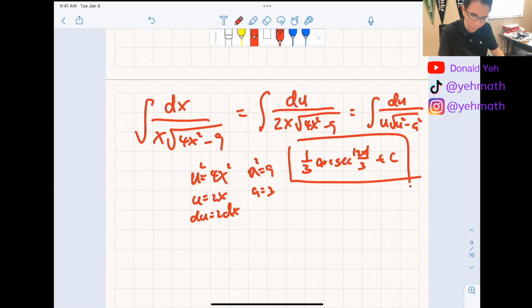Again, you guys have to be careful with this part. This one you always have to evaluate to help you. So make sure that you get it right. Okay.